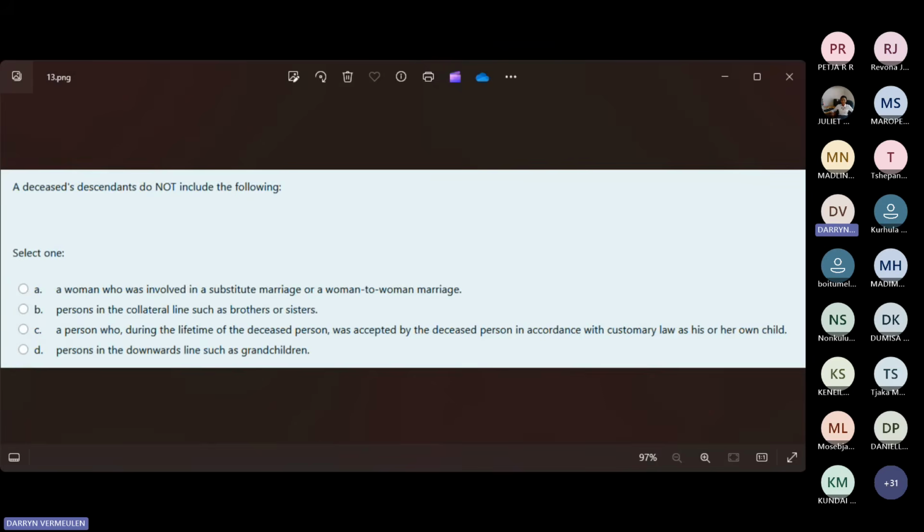Oh, interesting. We had a couple of questions for this. Or actually not this particular one, but anyway, a deceased's descendants do not include the following. Option A, a woman who was involved in a substitute marriage or a woman-to-woman marriage. Option B, persons in the collateral line such as brothers or sisters. Option C, a person who, during the lifetime of the deceased person, was accepted by the deceased person in accordance with customary law as his or her own child. And our last option is D, persons in the downwards line such as grandchildren.